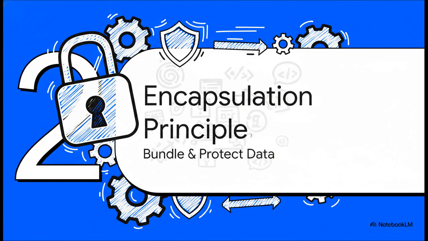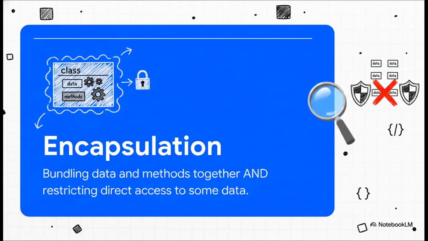So that brings us from the problem right to the solution, the principle of encapsulation. This is our main line of defense. It's a fundamental concept in object-oriented programming that was designed specifically to prevent the kind of chaos we just talked about. So what is it exactly?